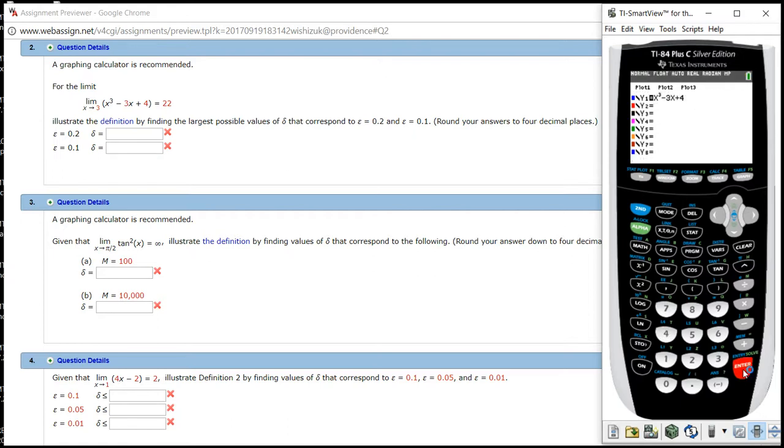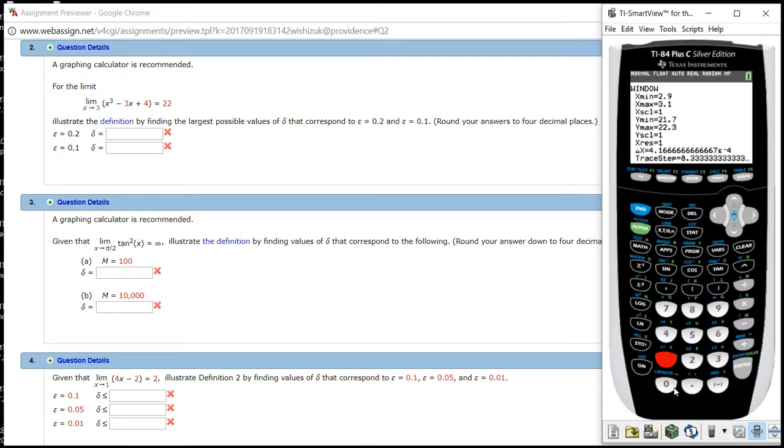Then I'm going to see what the window size should be. We know that y is going to be around 22, and x is going to be around 3. So if you go to the window size, I'm going to take x to be 2.9, then going to 3.1, since it's going to be around 3.